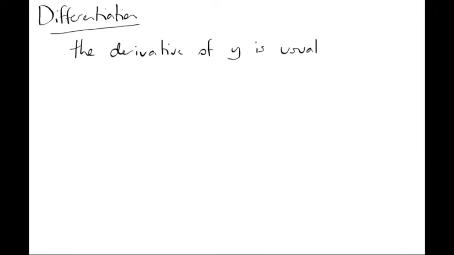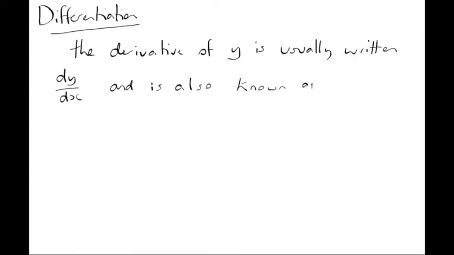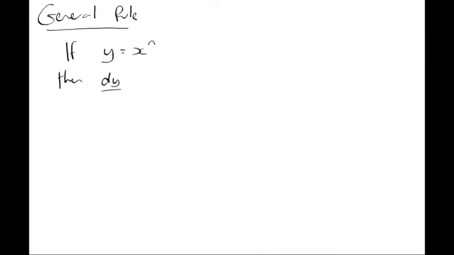Differentiation. The derivative of y is usually written dy by dx and is also known as the gradient function. The general rule we can see through investigations or by using first principles is that if y equals x to the n, then dy by dx equals n x to the n minus 1.